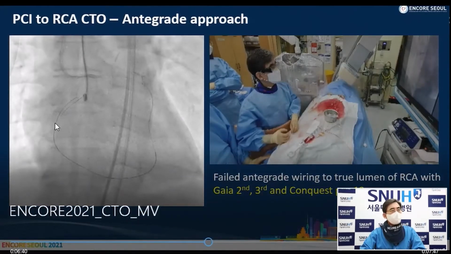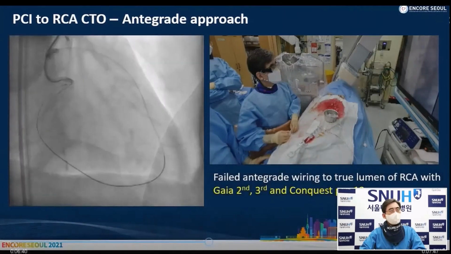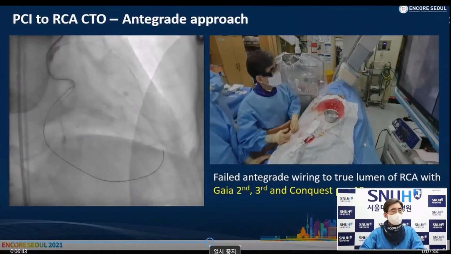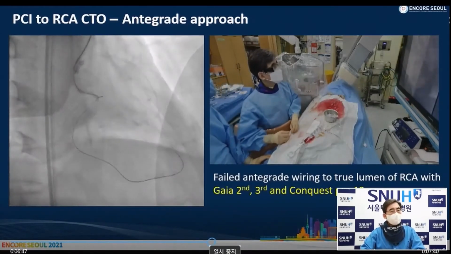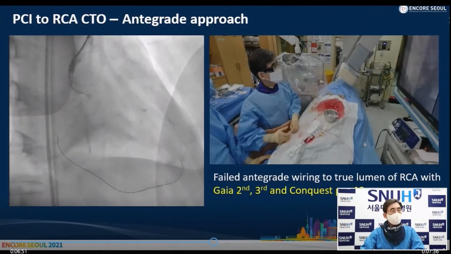So I try to change the retro wire because I have already used Gaia second and third. Thus the false lumen is always there, so I try to make another lumen using the UB3 at a later time point.